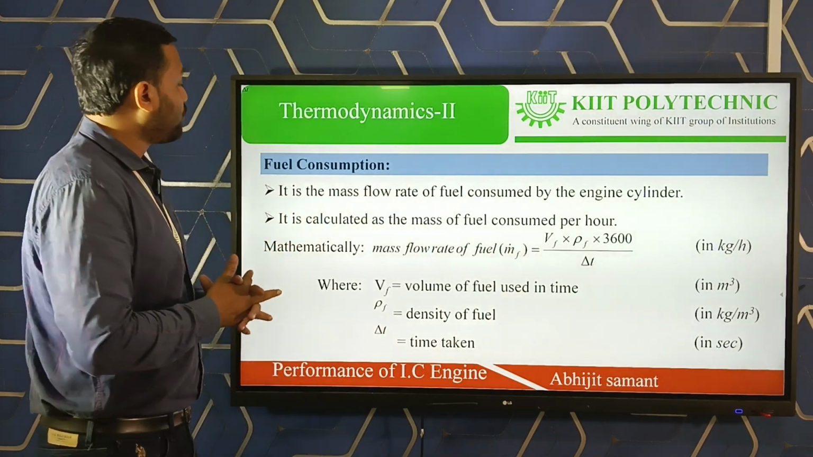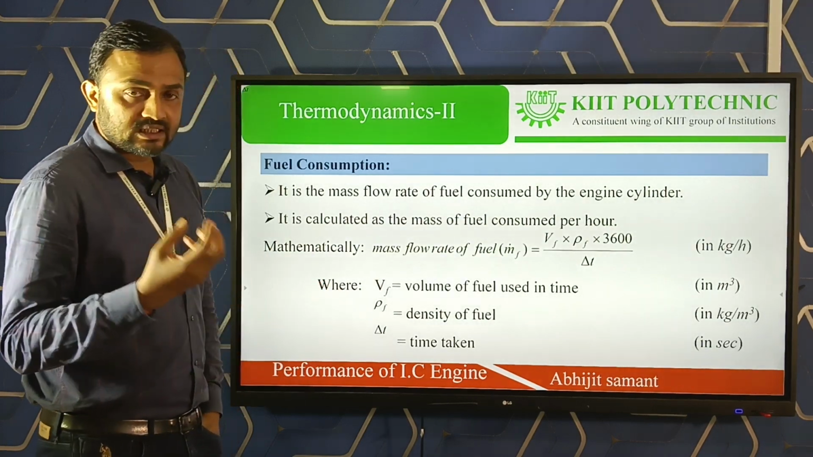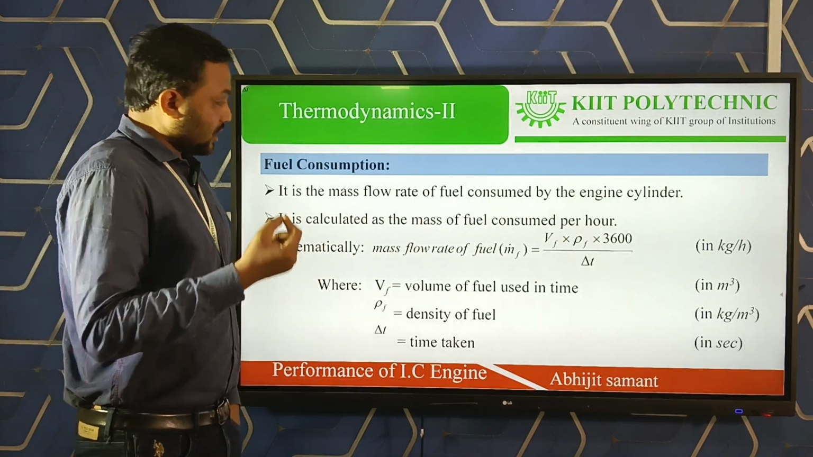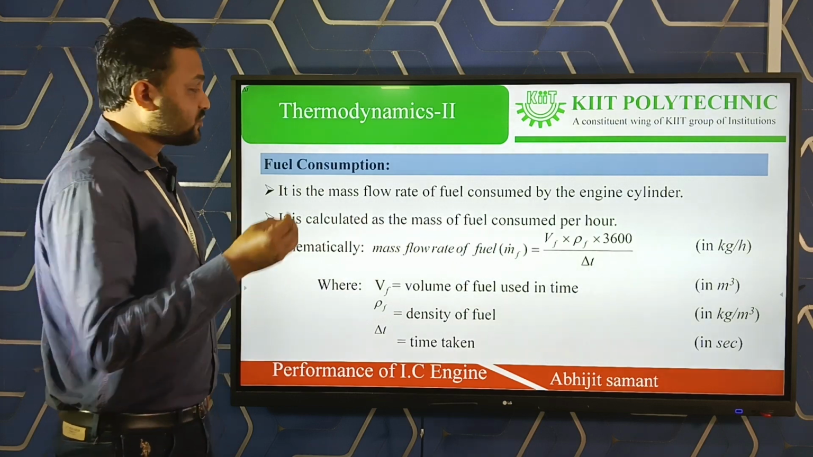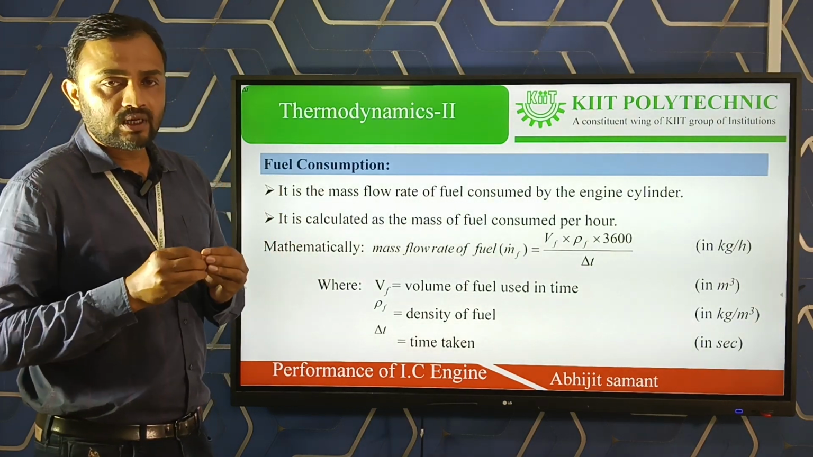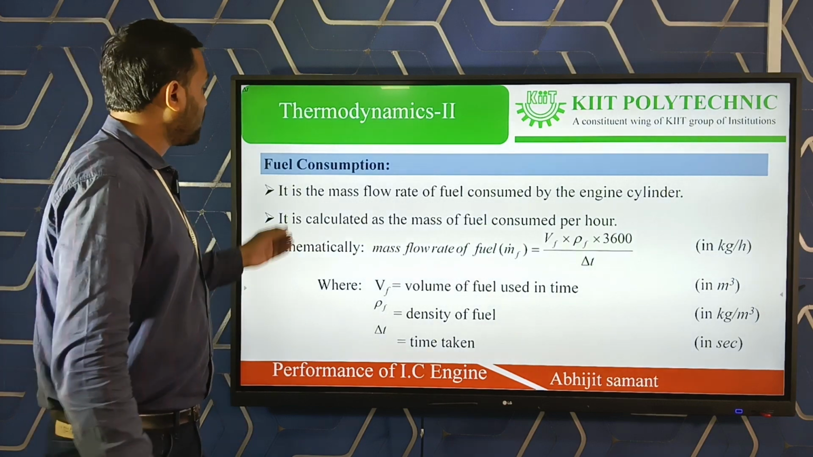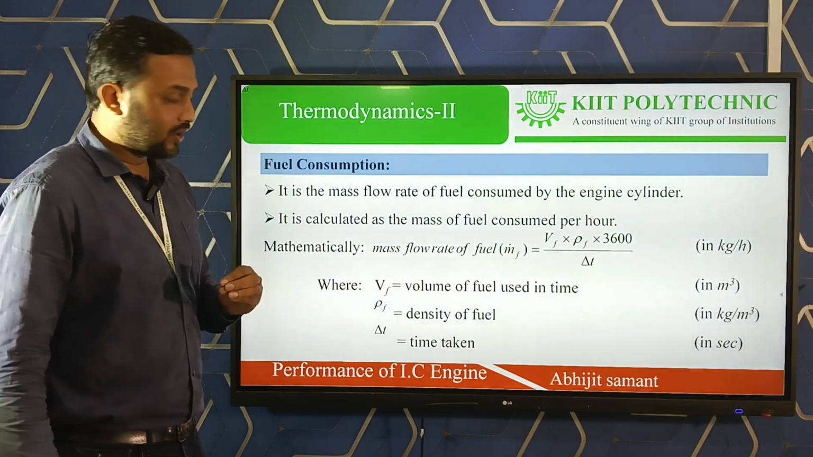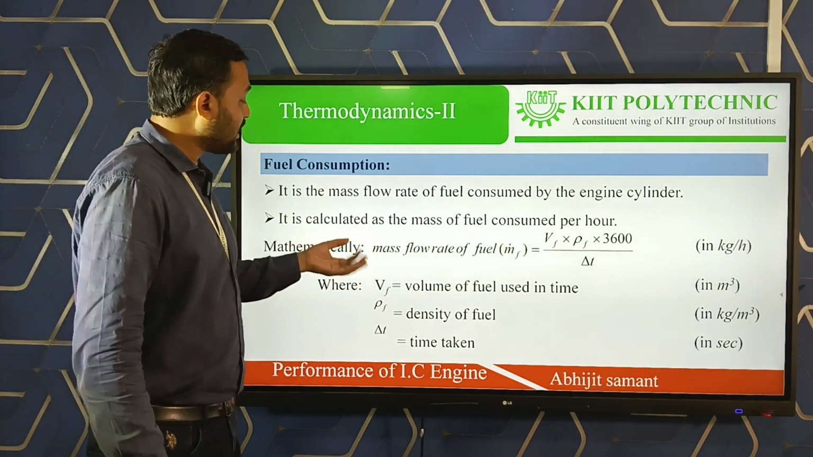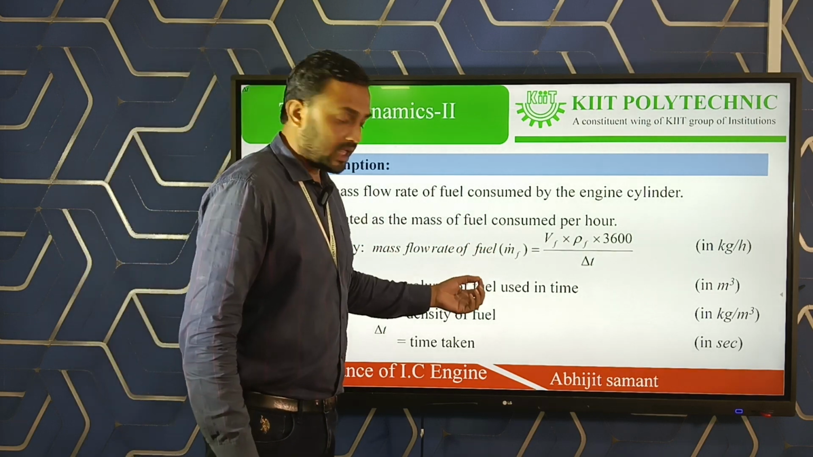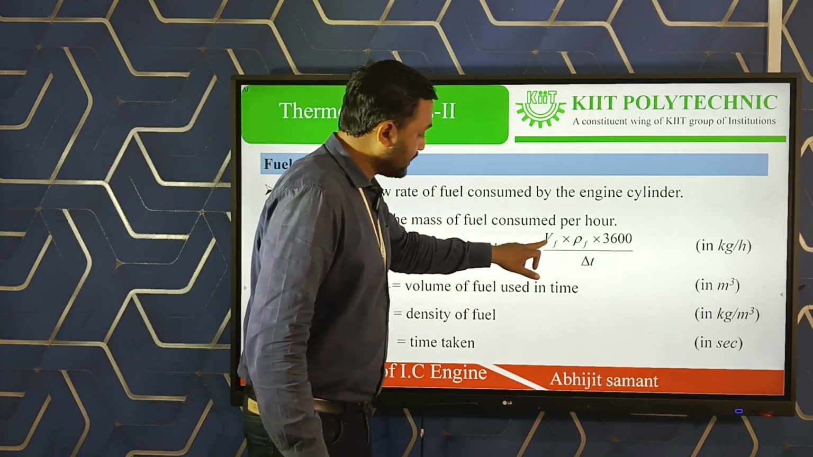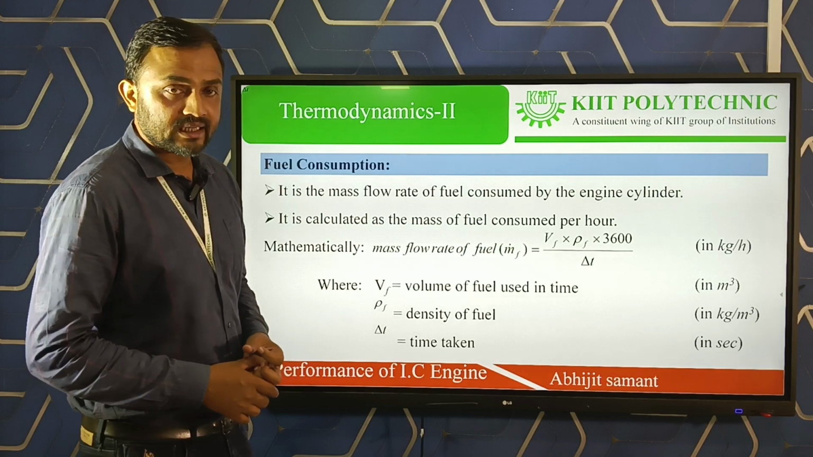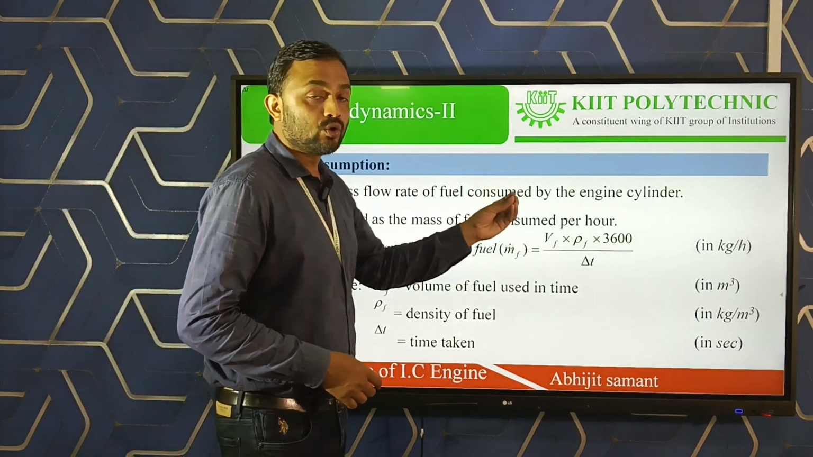Next one is your fuel consumption. Fuel consumption is known as the mass flow rate of the fuel consumed by the engine cylinder. How much fuel is consumed to develop some amount of power in the engine cylinder is known as your fuel consumption. It is calculated as the mass flow of the fuel consumed per hour. Mathematically, this is determined by the mass flow rate of the fuel, that is m dot f is equal to v dot f into rho f into 3600 divided by delta T, which is determined in kilojoule per hour.